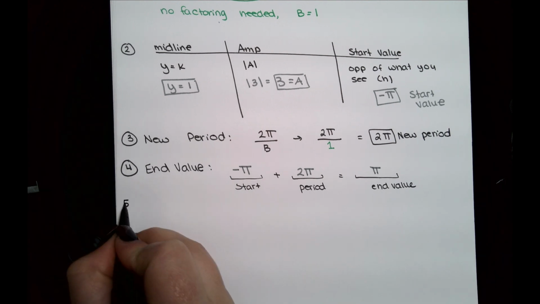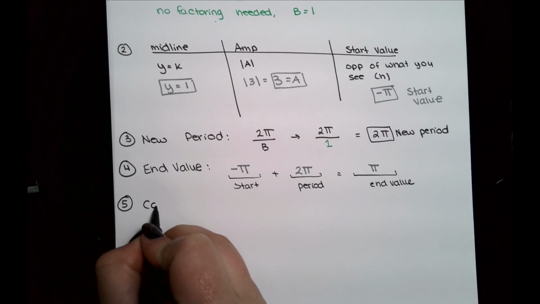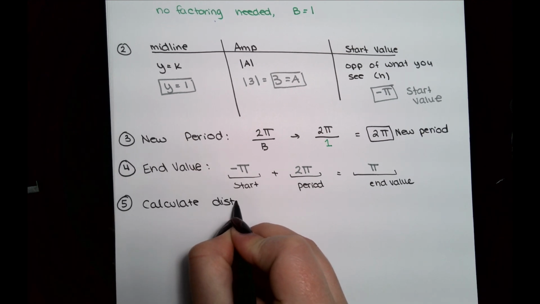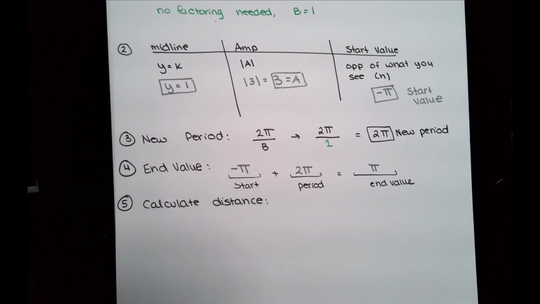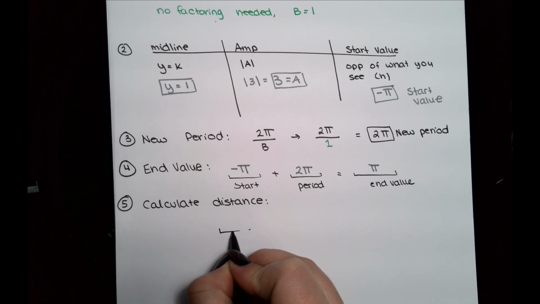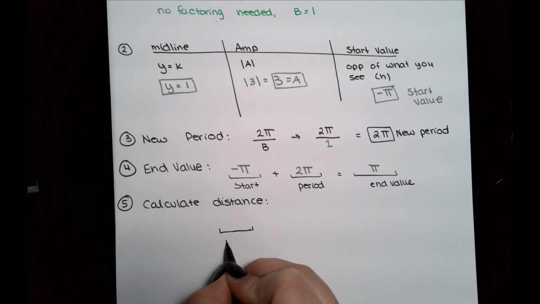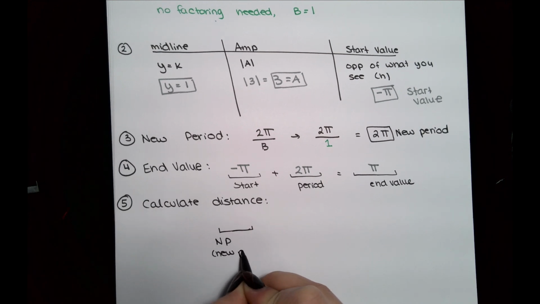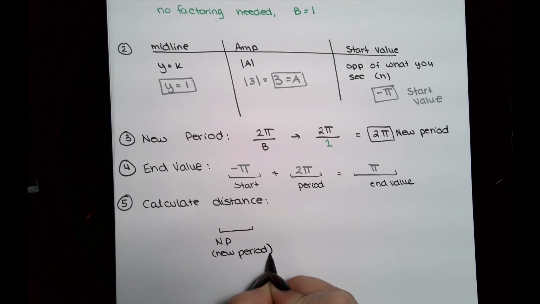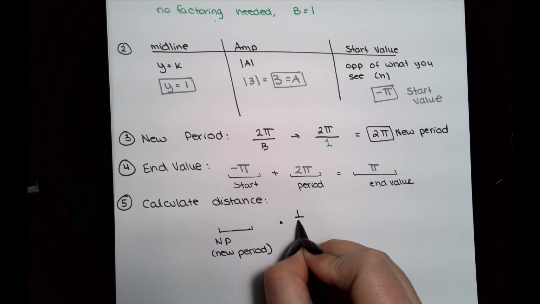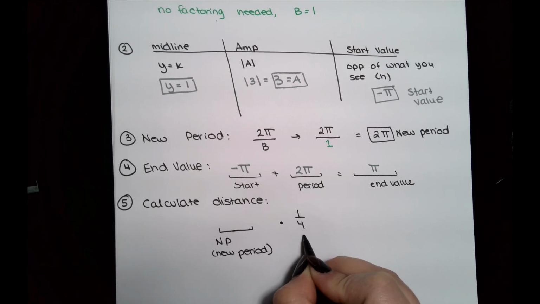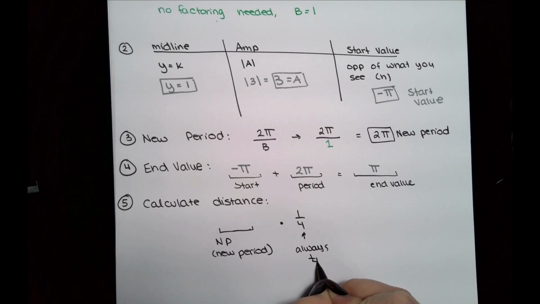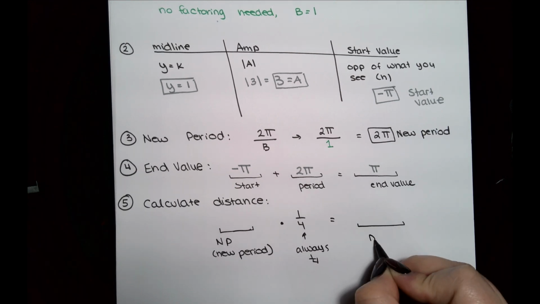Step number 5, we're going to calculate the distance. And again, this is the distance between our x values. The formula is you're going to take your new period and multiply that by 1/4. And again, this is always 1/4. And that's going to equal your distance.